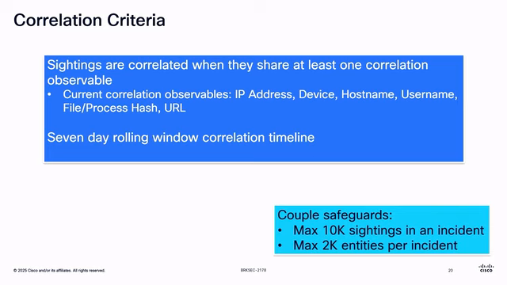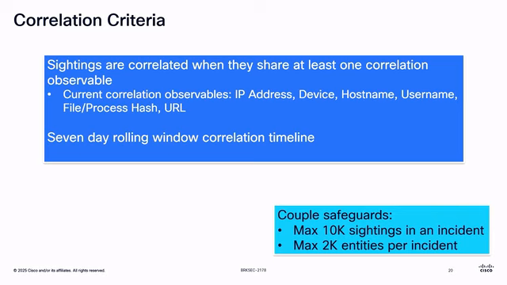There are some safeguards around this. One is we don't want more than 10,000 sightings in a given incident. Sometimes this happens. And then 2K, we don't want more than 2,000 single entities per incident. Mostly this is to prevent blowing up of major components. We also don't correlate into a closed incident anymore and reopen the incident. That caused some people grief.